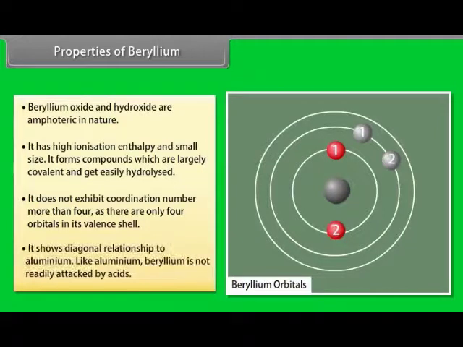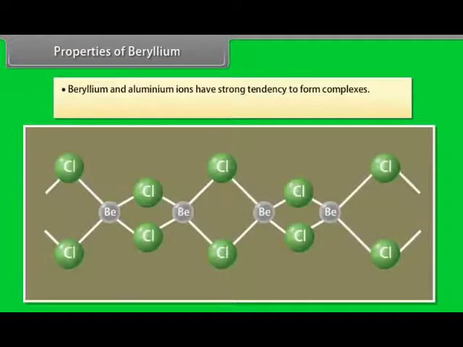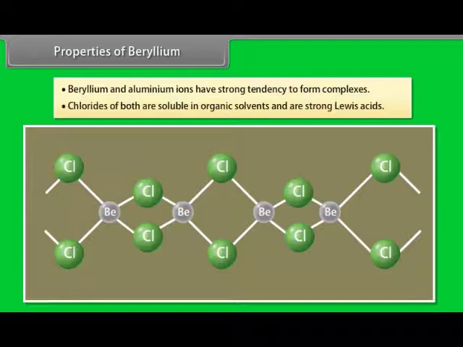It shows diagonal relationship to aluminium. Like aluminium, beryllium is not readily attacked by acids. Beryllium and aluminium ions have strong tendency to form complexes. Chlorides of both are soluble in organic solvents and are strong Lewis acids.